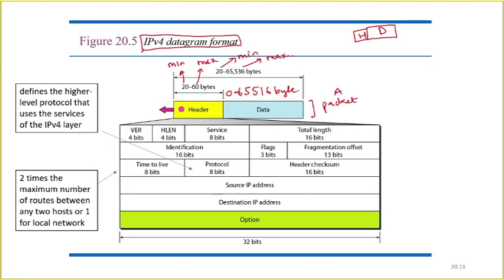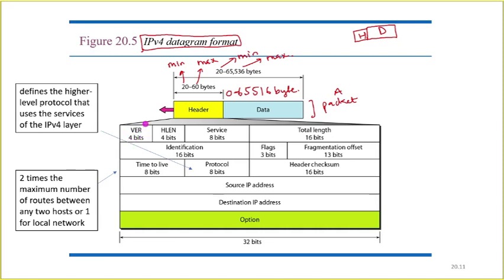Next, we will see what different components are available inside this header. This header is divided into a complete set of different components, and each component is given a size in bytes. The first is VER, which is the version, represented by 4 bits.